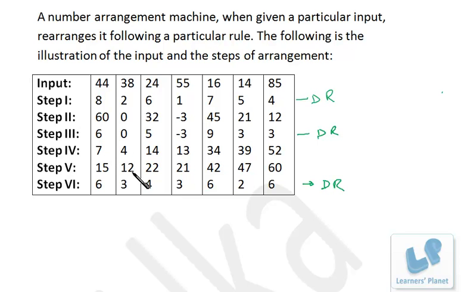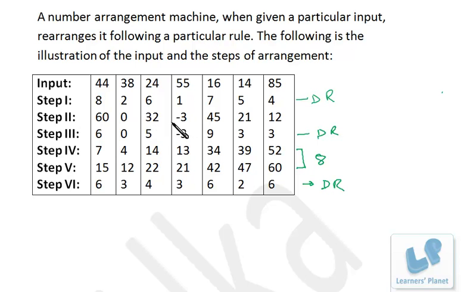7, 15, 4, 12, 8 difference is there. So 8 is added. So from this to this we have got, from this to this we have got. Now we have to find out from this to this. Okay. So it's 8 to 60, 6 to 32, 1 to minus 3.